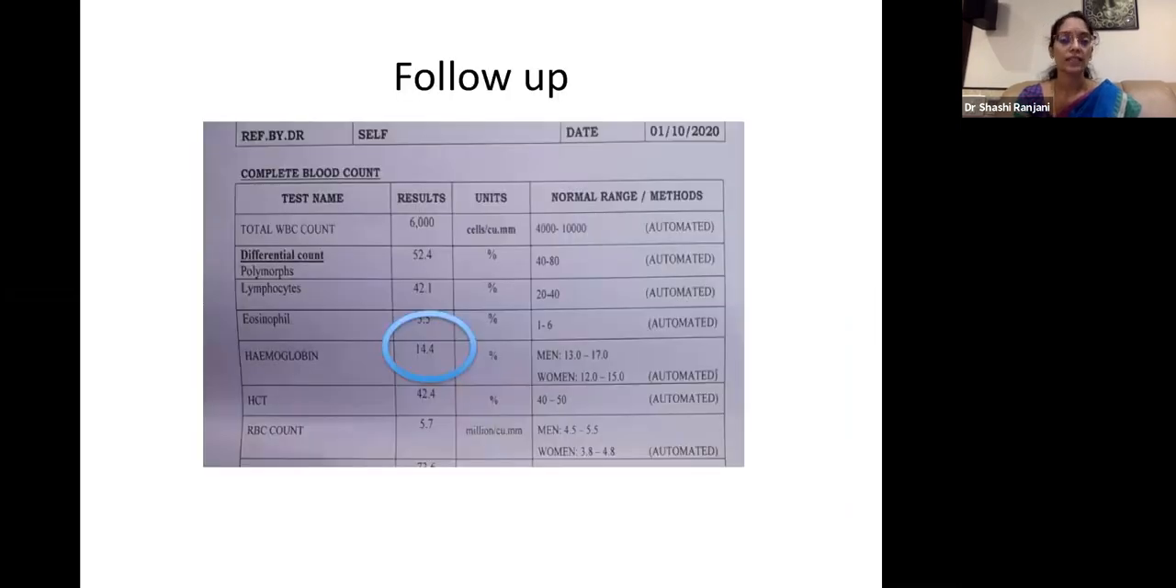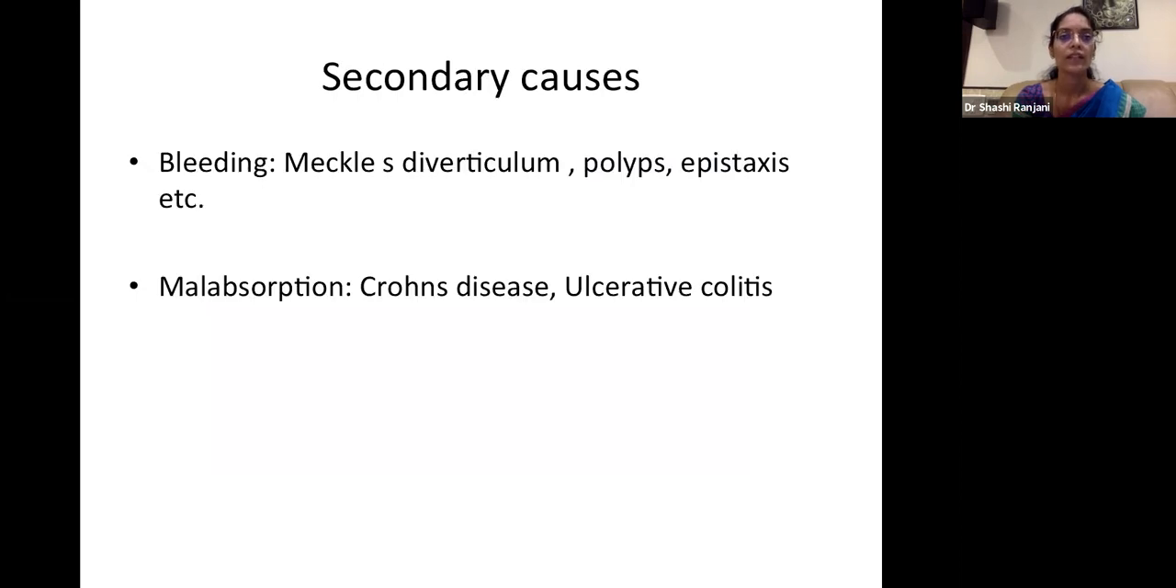And on follow-up, as you can see, he's doing brilliantly. His hemoglobin has almost come up to normal. It's normal, it's 14.4. So what I wanted to convey with this is that if you find a child with a CBC which is suggestive of iron deficiency anemia, secondary causes of anemia should definitely be thought of, especially if the history is not very classical of a typical iron deficiency anemia. So secondary causes can be bleeding, it can be polyps, it can be epistaxis, or malabsorption like Crohn's, ulcerative colitis, or celiac disease like in our case.